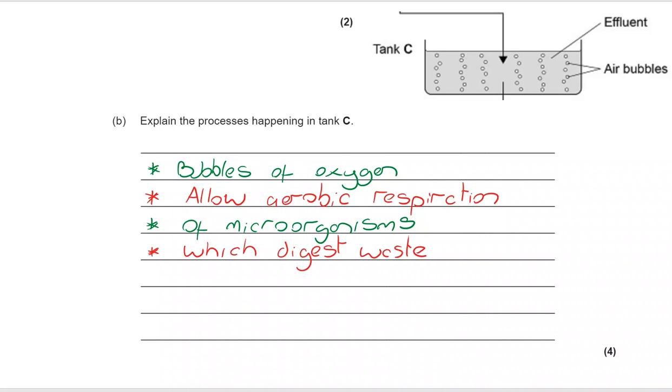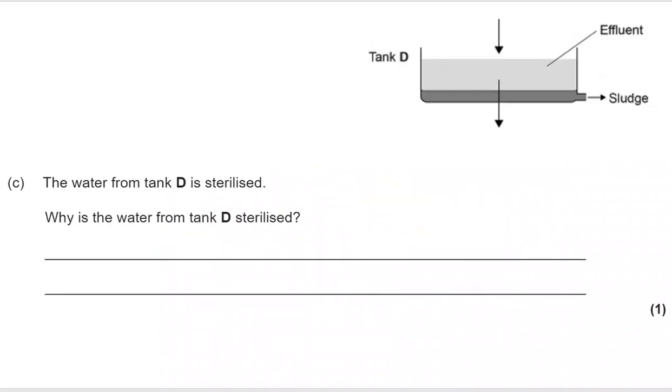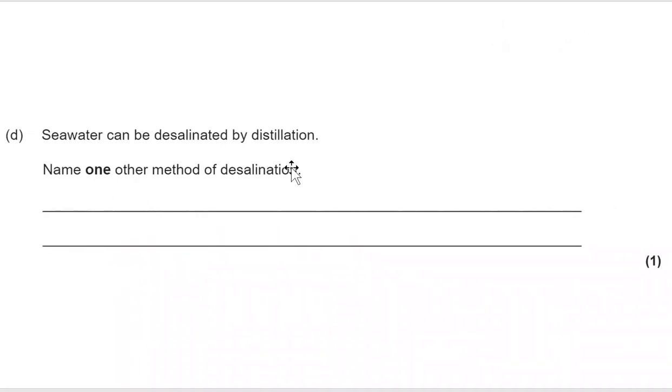So some key facts to actually remember from this particular topic. Part C, the water from tank D is sterilised. Why is it sterilised? That's to kill the bacteria. We've got rid of solid waste by this point, but bacteria could still be very dangerous. Part D, seawater can be desalinated by distillation. Name one other method of desalination. Another factual recall question, it's reverse osmosis.